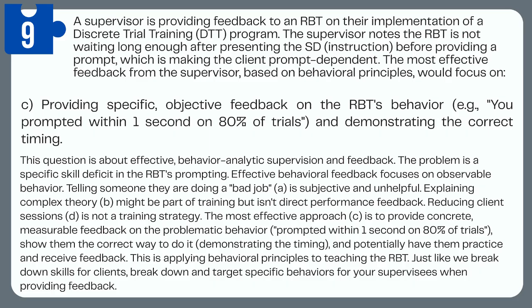Telling someone they are doing a bad job, A, is subjective and unhelpful. Explaining complex theory, B, might be part of training but isn't direct performance feedback. Reducing client sessions, D, is not a training strategy. The most effective approach, C, is to provide concrete, measurable feedback on the problematic behavior: prompted within 1 second on 80% of trials. Show them the correct way to do it, demonstrating the timing, and potentially have them practice and receive feedback.